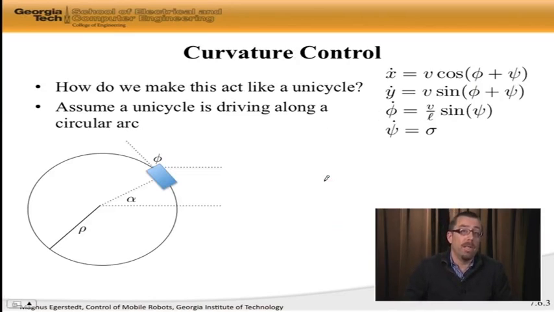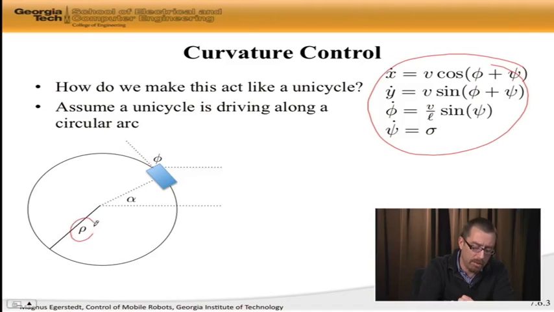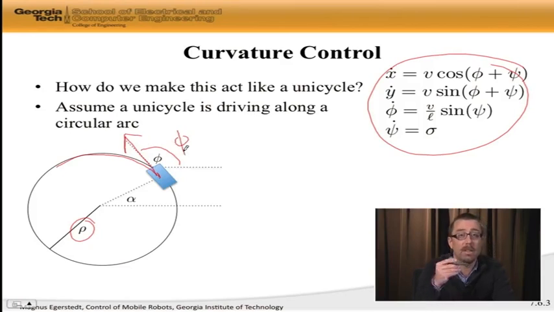Let's start then with the unicycle itself. So this is our car model. Well, let's start with the unicycle model and do something called curvature control. So what this means is that if I want to drive along a particular circular arc, let's say that the radius of the arc is rho, and here's the car, or sorry, the unicycle, it's going, right? This is the direction in which it's going, so the orientation in the unicycle, this angle is just phi. Well, here's alpha, and simple geometry tells me that alpha is phi minus pi over 2.